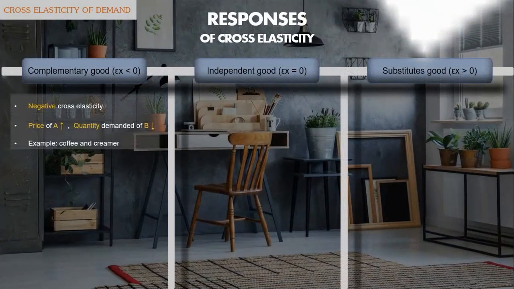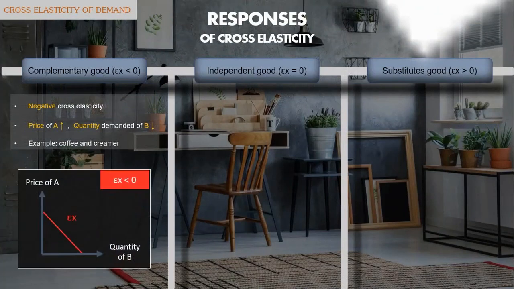For complementary goods, it will bring a result of negative cross-elasticity. When the price of a good decreases, the quantity demanded of the other good will increase. You will get a negative value for elasticity of demand. For example, coffee and creamer.